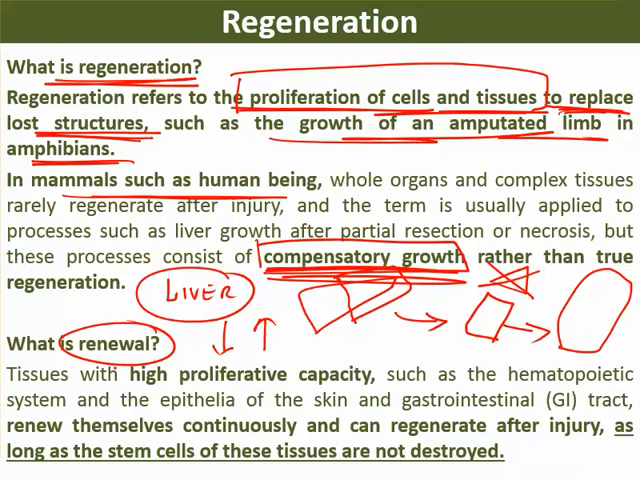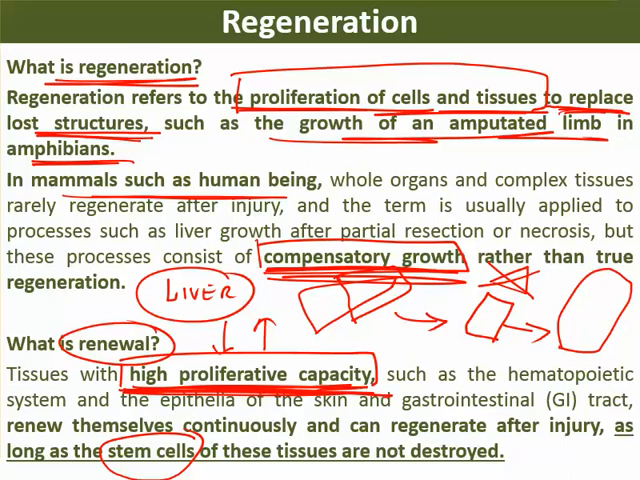Renewal happens in the tissues where they have high proliferating capacity, and they should also have stem cells. If the stem cells are damaged, they cannot do renewal. In skin, under the epidermis we have stem cells. Likewise, in oral mucosa, under the stratified squamous epithelium we have stem cells. If that stem cell is damaged, renewal cannot happen.